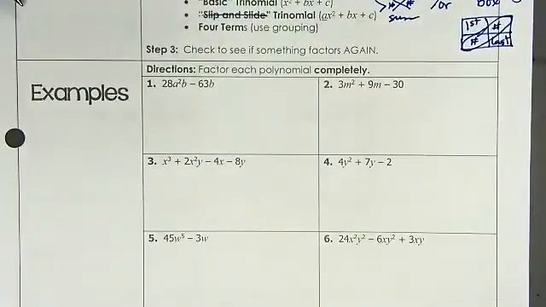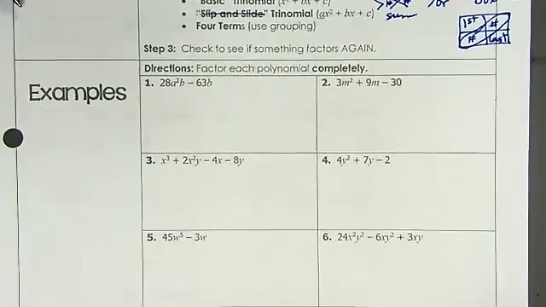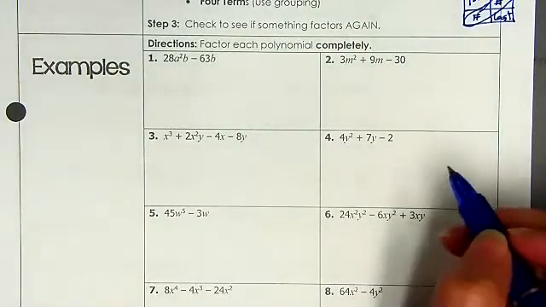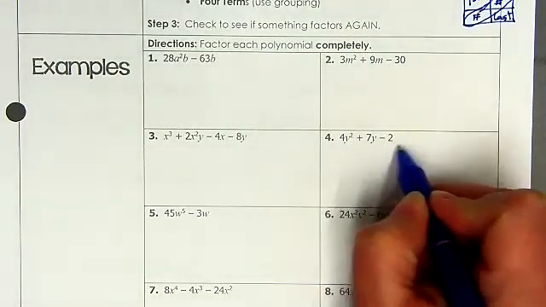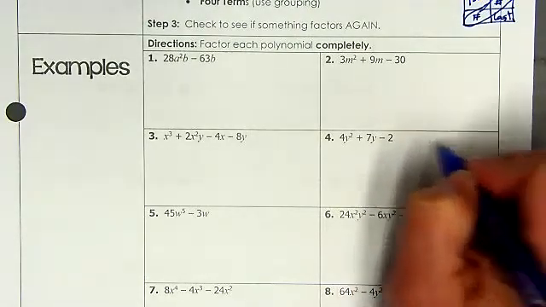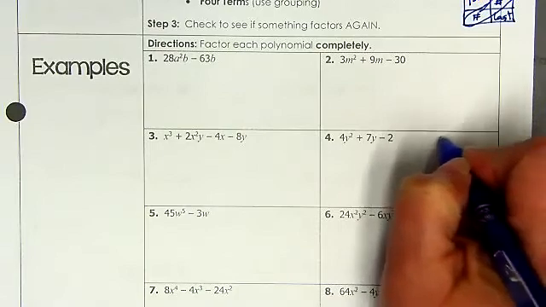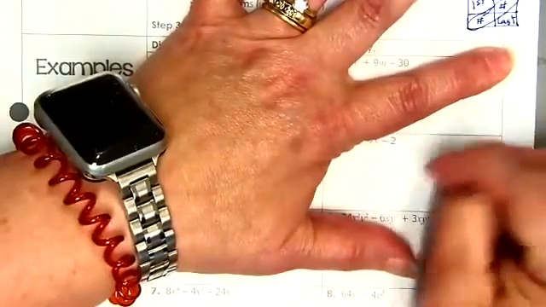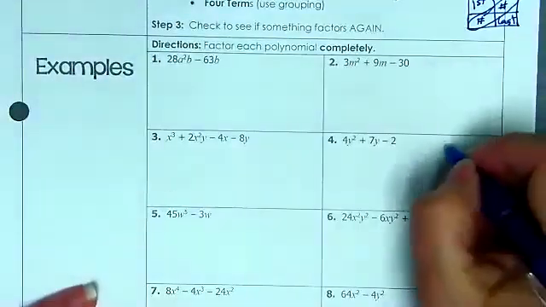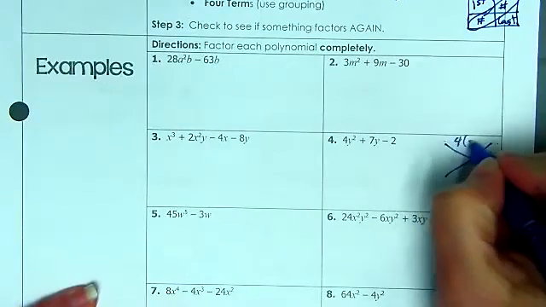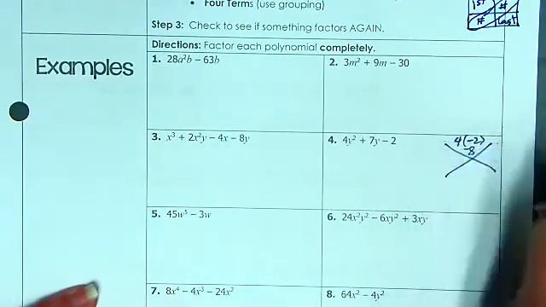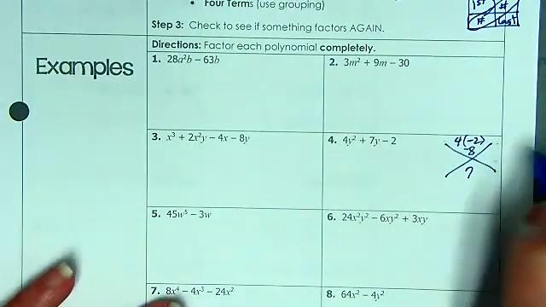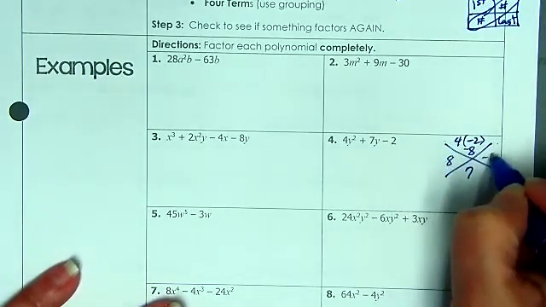All right, so we're going to look at number 4. First things first, do I see a GCF? No GCF. So at this point, I'm going to do my product sum box, which means I'm doing 4 times -2, which gives me -8, and then I have a sum of 7. So that's going to be factors of 8 and -1.